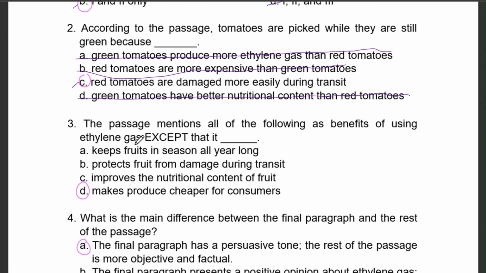Question 3. The passage mentions all of the following as benefits of using ethylene gas, except that it blank. A. Keeps fruits in season all year long. B. Protects fruit from damage during transit. C. Improves the nutritional content of fruit. D. Makes produce cheaper for consumers. The correct answer is D.